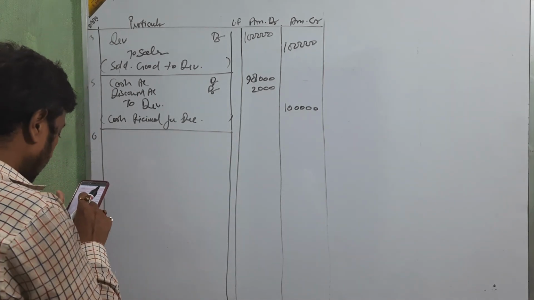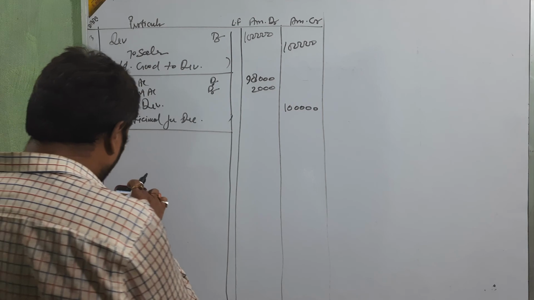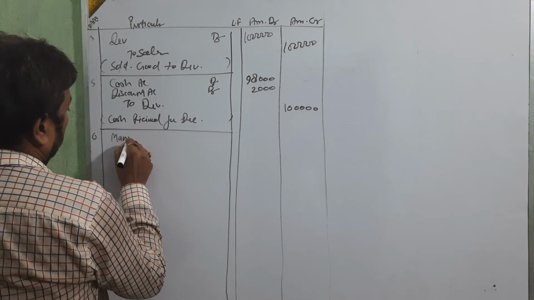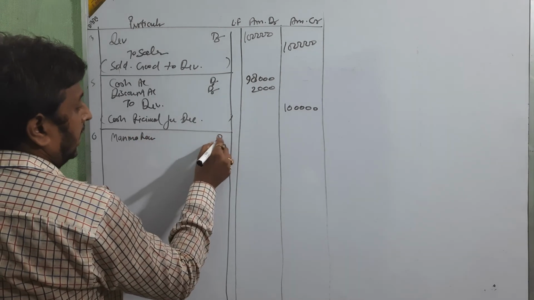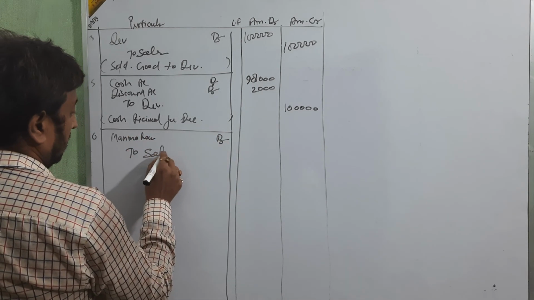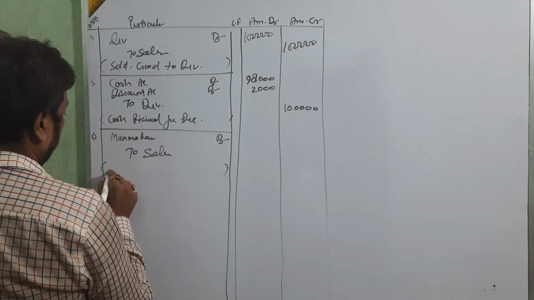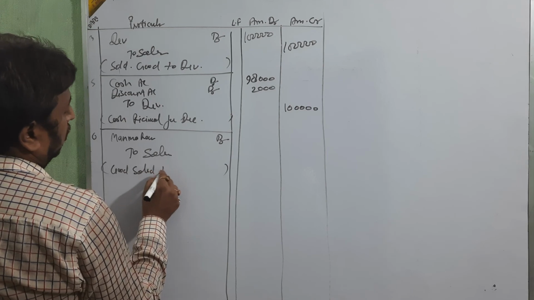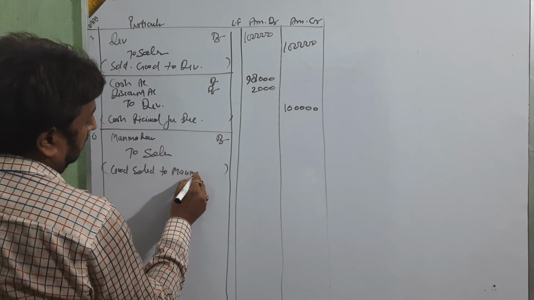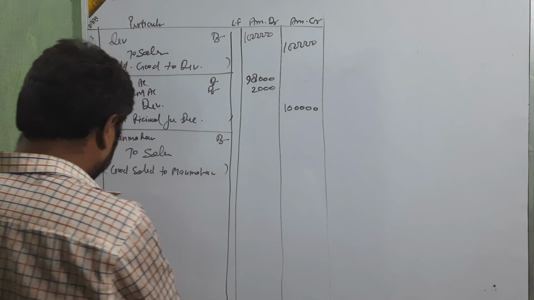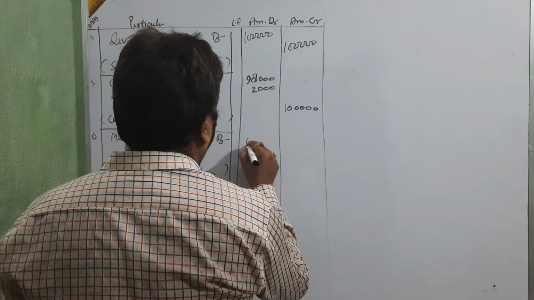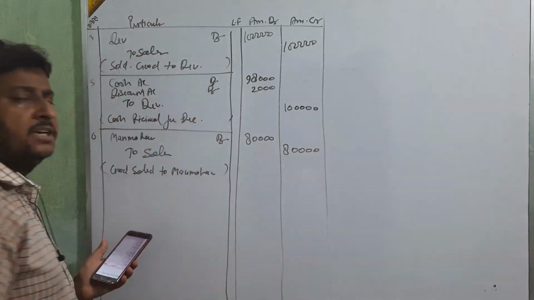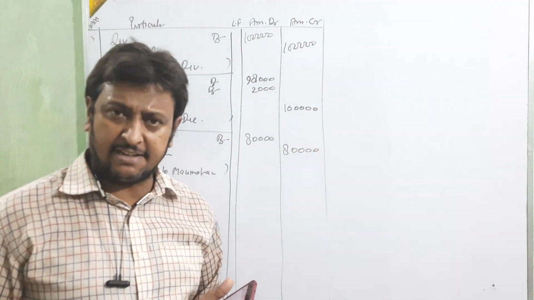Then again on 6, goods sold to Manmohan. Manmohan debit to sales. Goods sold to Manmohan. They are going to sell the goods for 80,000 beta. I think there is no problem in this entry. Very easy. Manmohan debit and sales credit.